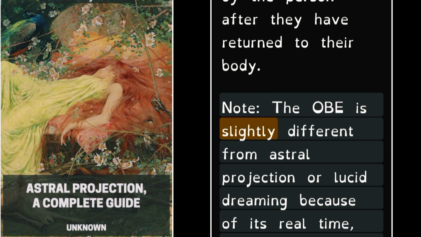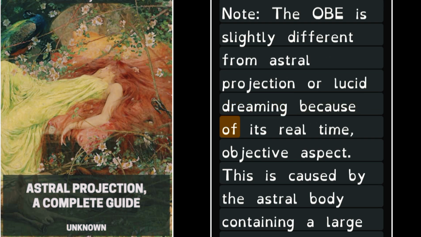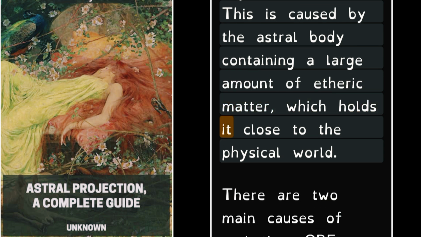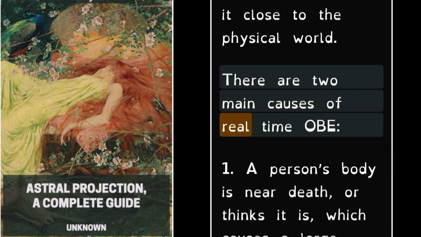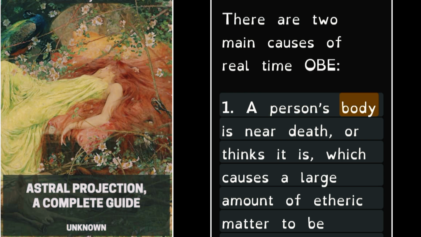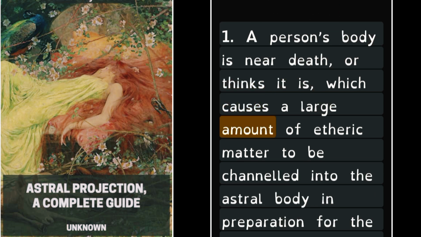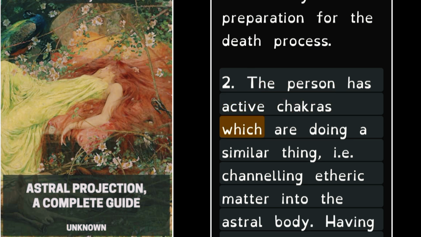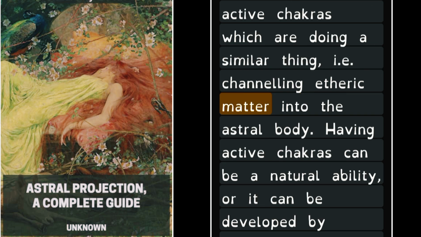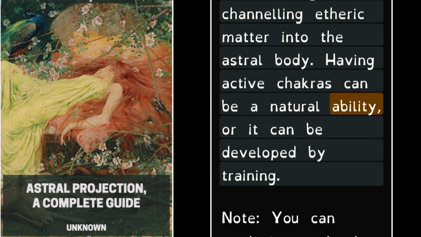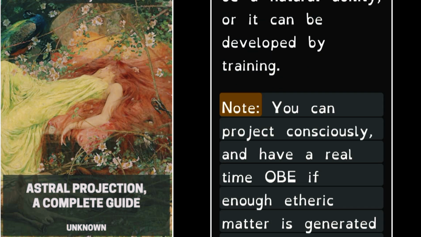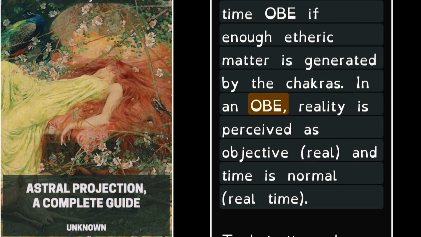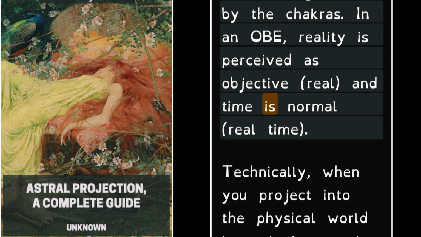Note, the OBE is slightly different from astral projection or lucid dreaming because of its real-time objective aspect. This is caused by the astral body containing a large amount of etheric matter, which holds it close to the physical world. There are two main causes of real-time OBE. 1. A person's body is near death, or thinks it is, which causes a large amount of etheric matter to be channeled into the astral body in preparation for the death process. 2. A person has active chakras which are doing a similar thing, that is, channeling etheric matter into the astral body. Having active chakras can be a natural ability, or it can be developed by training. Note, you can project consciously and have a real-time OBE if enough etheric matter is generated by the chakras. In an OBE, reality is perceived as objective, real, and time is normal, real time.